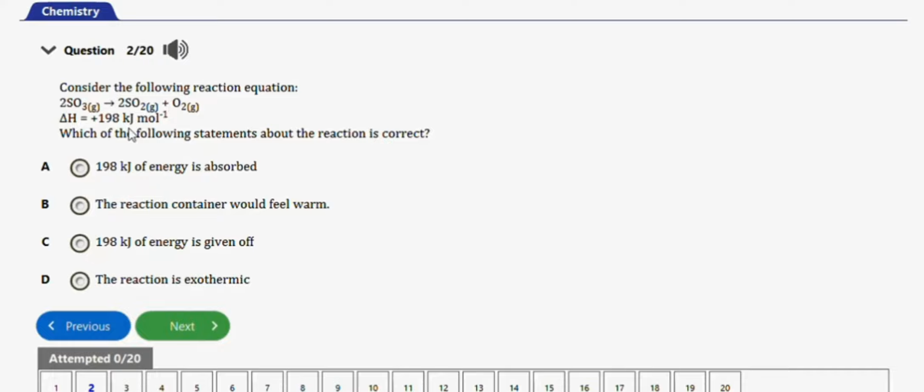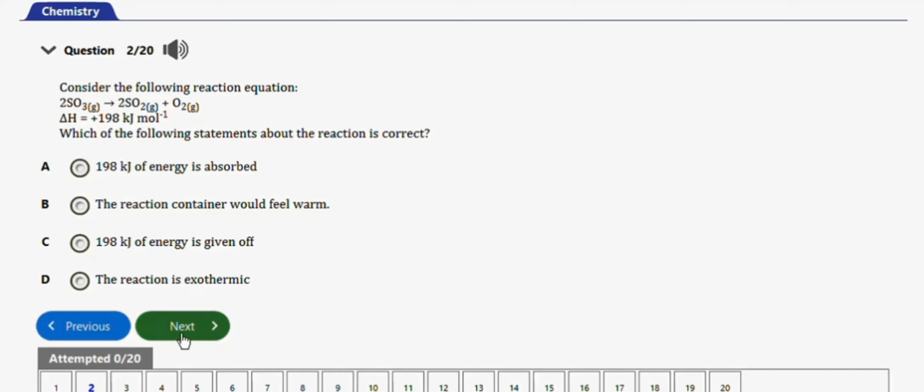So this is endothermic, that means heat is absorbed, right? We are asked which of the following statements about the reaction is correct. The reaction container would feel warm. 198 kilojoule of energy is given off. The reaction is exothermic. So the right answer is option A. 198 kilojoule of energy is absorbed. Since it's endothermic, delta H is a plus value. Right, so it's endothermic, and in endothermic reactions heat is absorbed. So the right answer is option A.